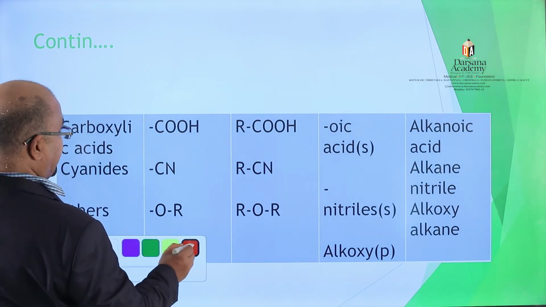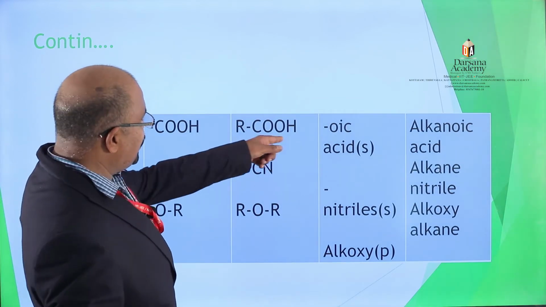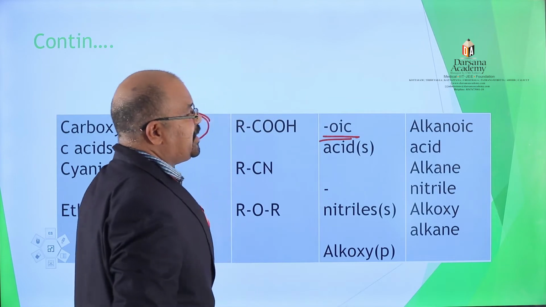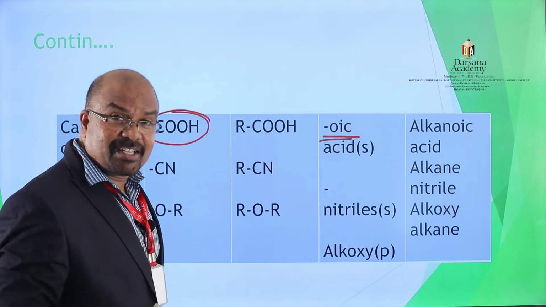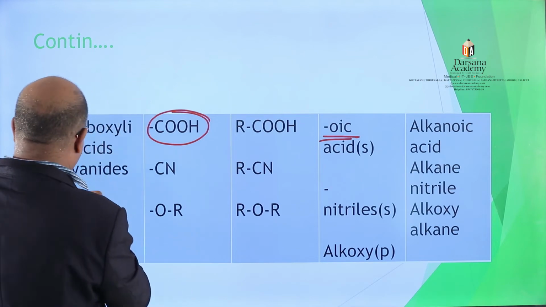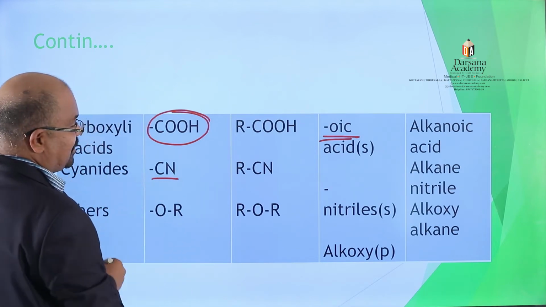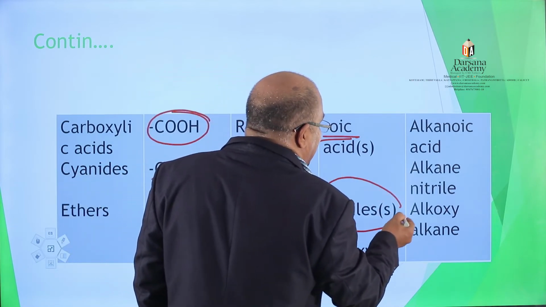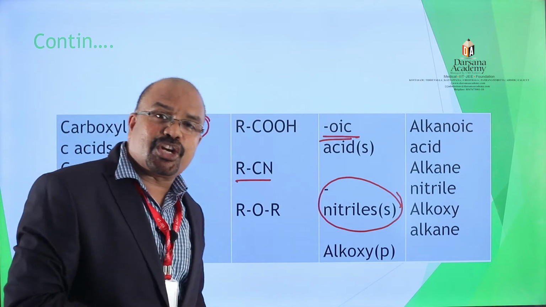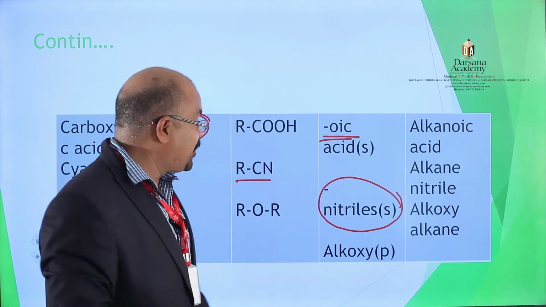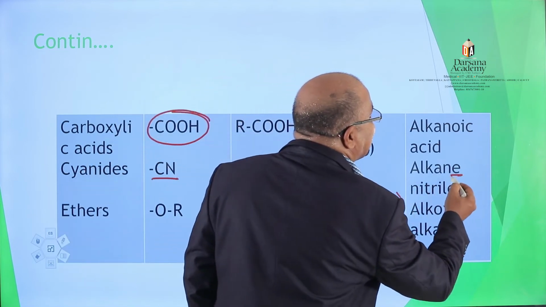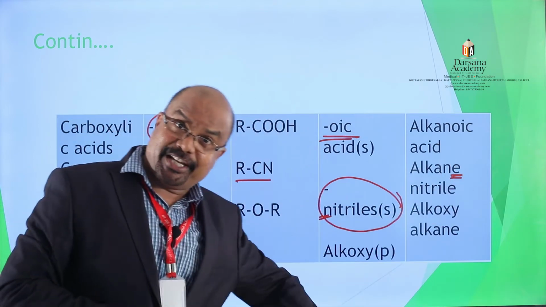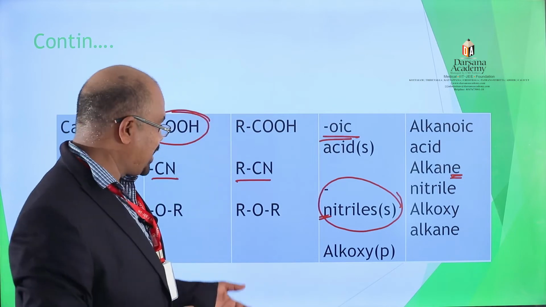Then here is carboxylic acid. The functional group is COOH. Here the suffix is oic acid, so the name is alkanoic acid: methanoic acid, ethanoic acid, propanoic acid, and so on. In the case of cyanide, RCN, the IUPAC name is nitrile. So it is alkane nitrile. Because the N is a consonant, here we retain the E of the primary suffix. So alkane nitrile, for example butane nitrile having 4 carbon atoms, etc.